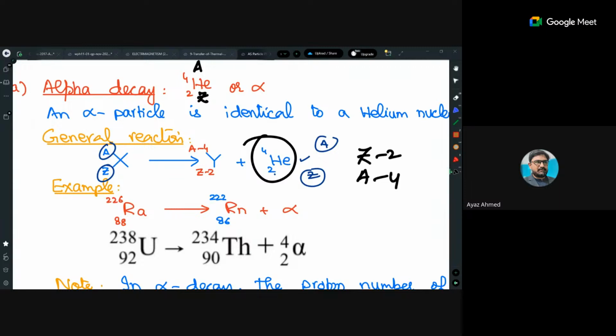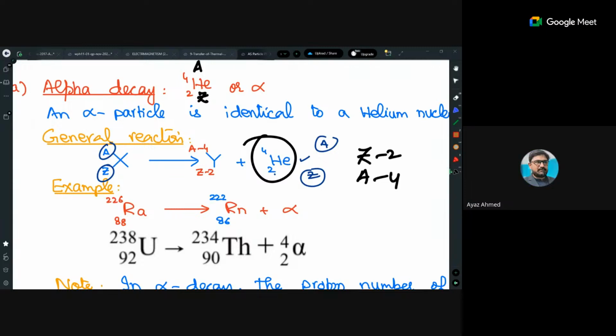So what would happen to uranium? Uranium 92, 238 is the parent nuclei, and that parent nuclei is converted into daughter nuclei, He4 and thorium, which is 90 and 234. Is it clear? It's very simple.